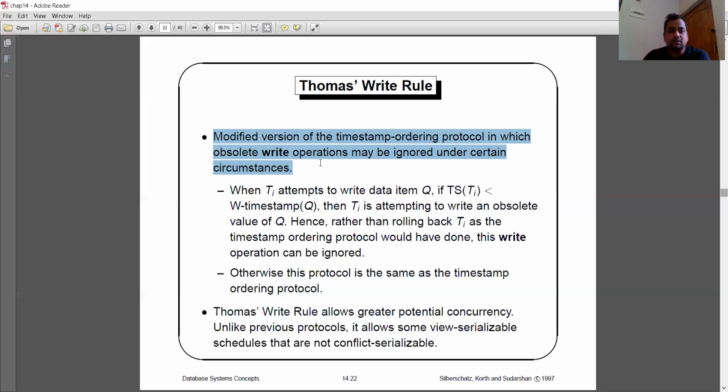First thing: let us consider the transaction Ti and the data item Q.